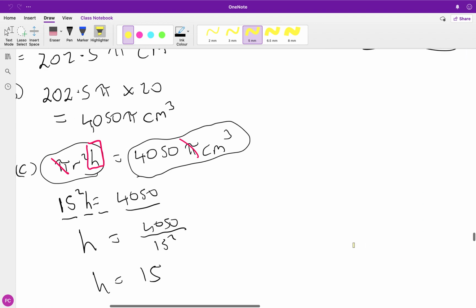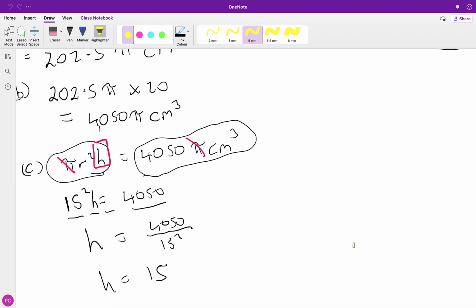4050 divided by 15, sorry, 15 by 15, that works out, so 4050 over 225. So 4050 divided by 225, not 15, it gives you 18. Okay, so the height is going to be, and it's in centimeters, so the height is going to be 18 centimeters. Okay, I was doing 13 squared as well as 15 squared.